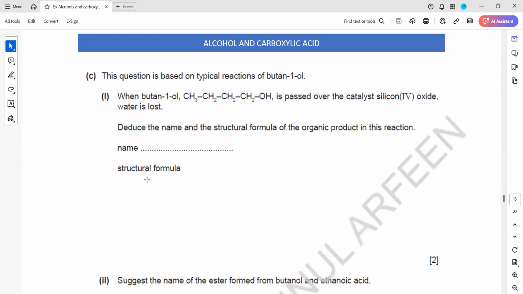In part C, this question is based on the typical reaction of butan-1-ol. When butan-1-ol passes over a catalyst, water is lost. Deduce the name. If water is lost, it means H2O is removed, or H and OH are removed. If we remove OH from here and one of the H from here, then it will turn into CH3, CH2, CH double bond with CH2. So it will turn into butene.